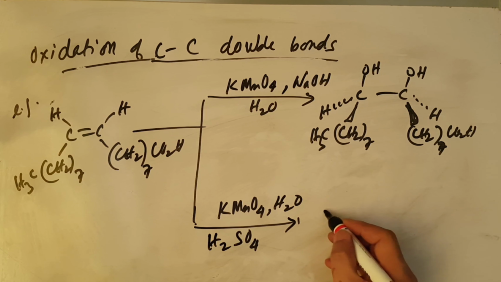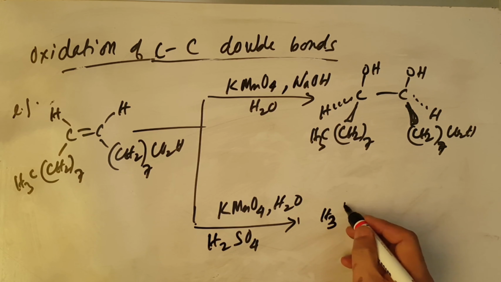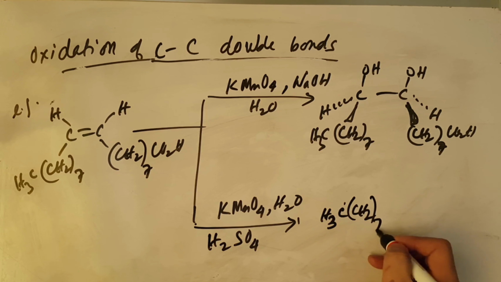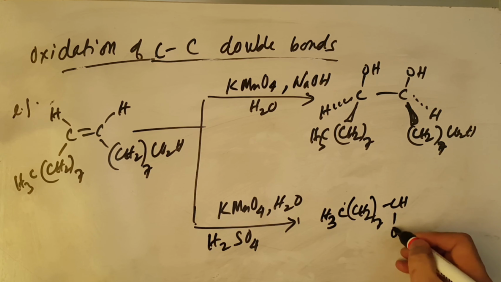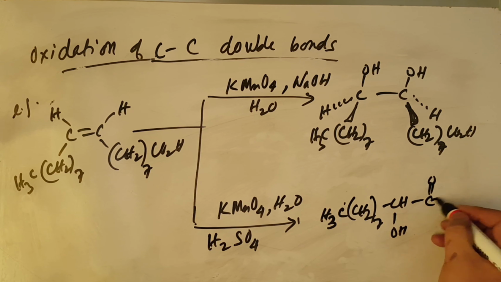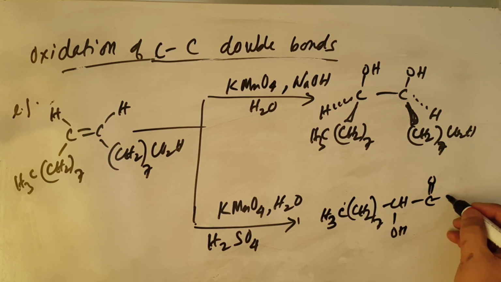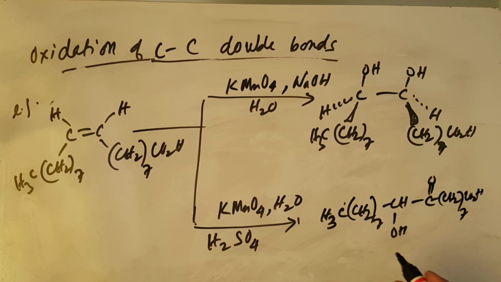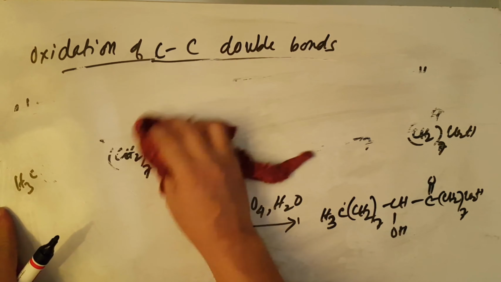So let's write CH3, substituent CH3, CH2 and CHOH, then CO, then this substituent CH2 CO2H. So you get the alpha hydroxy ketone, or you can say alpha ketol. So it is an example of the oxidation of carbon-carbon double bonds in two mediums. Let's see another example of how the bond breaks. I'll show you a cyclic compound, with a cyclic double bond.